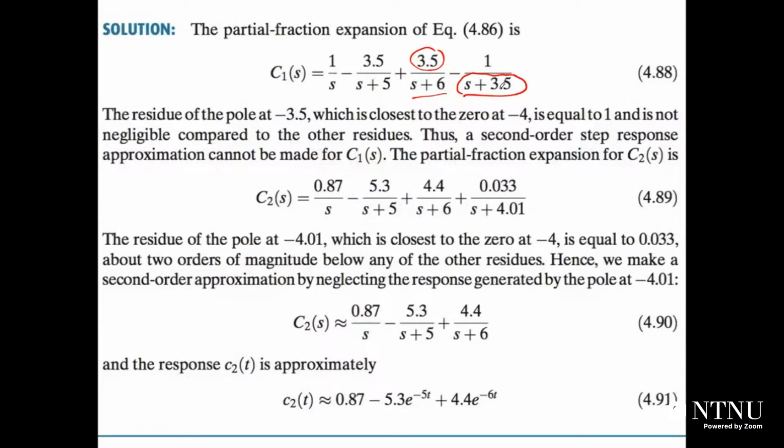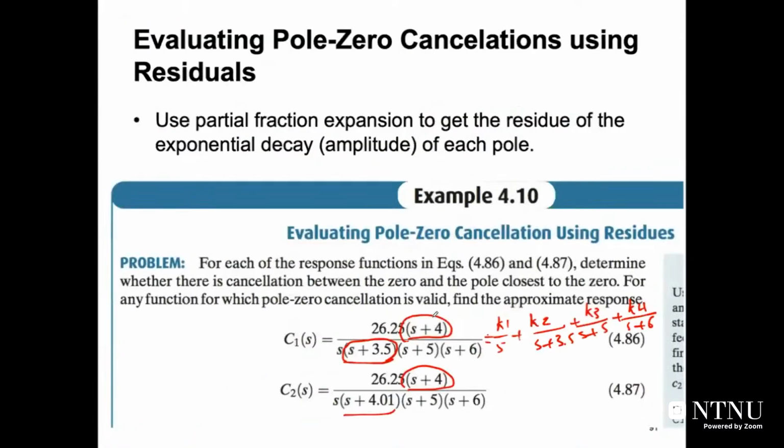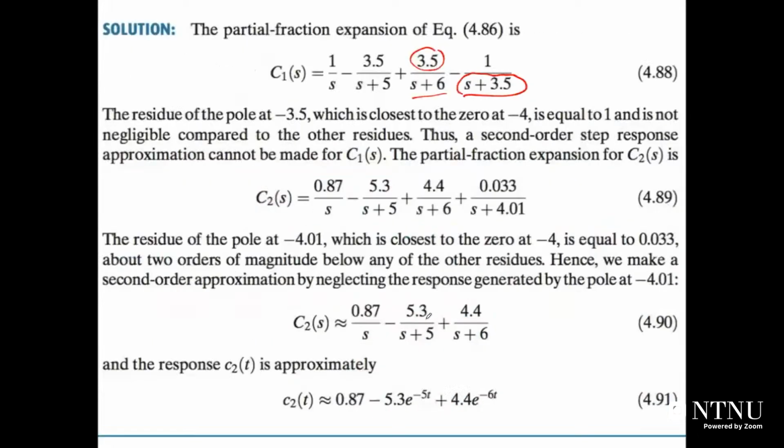This is the one which we need to cancel, for example, because this one can be cancelled with s plus 4. This is the one which we need to test: s plus 3.5 and s plus 4. So we need to check this coefficient. The residue of this pole is equal to 1, and it's not negligible. This is a big number compared to the other residues, right? It's 1, 3.5, 3. So this one is large enough. It's significant, in fact. So in this case, we cannot cancel that part.